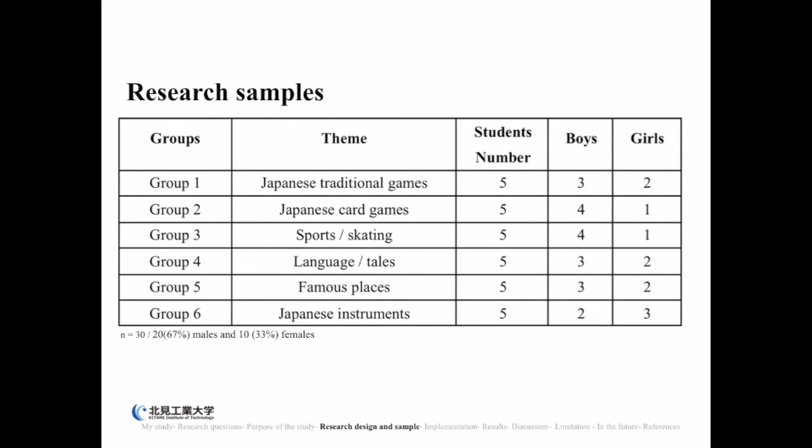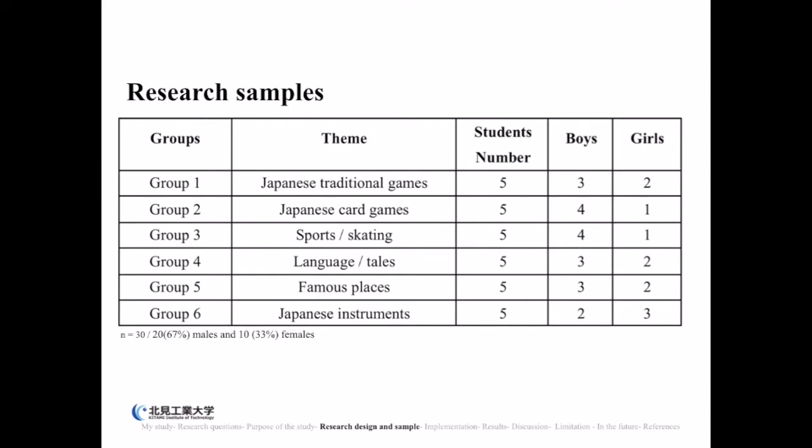Group number 3, sports and skating. They were showing how the Japanese students use their winter sports, how they play the winter sports. And as you know, in Egypt we don't have snow, and it was a good chance that the Japanese students choose the very interesting topic for Egyptian students that they have never heard before.